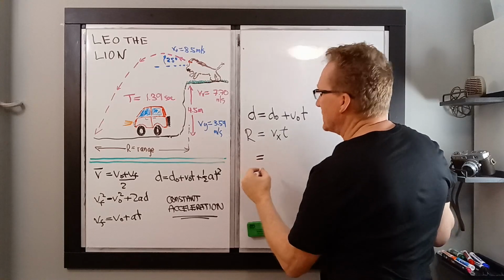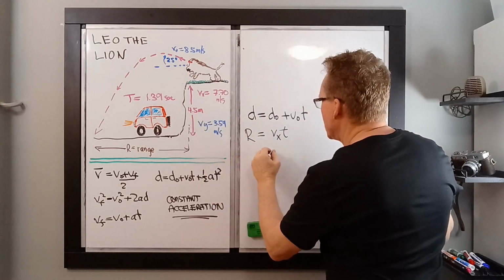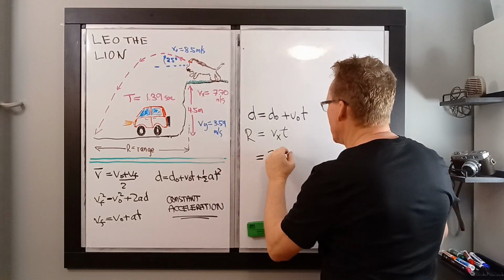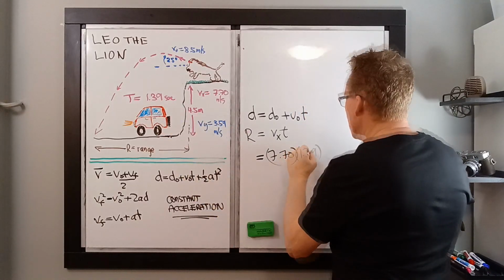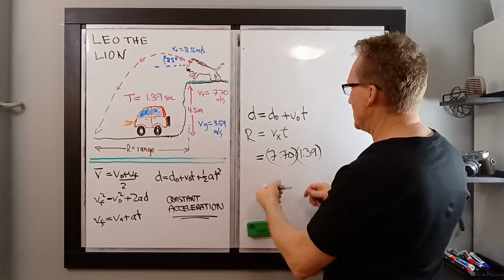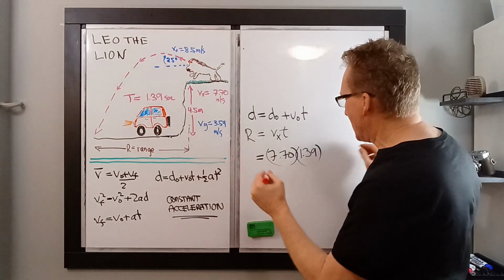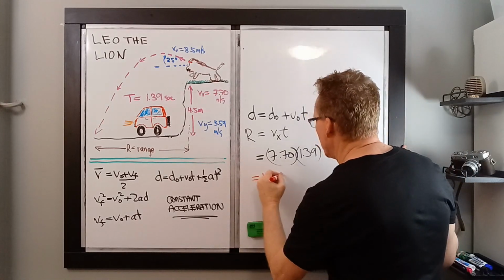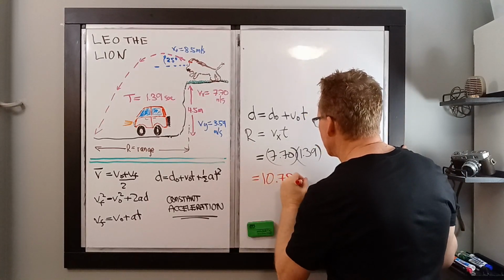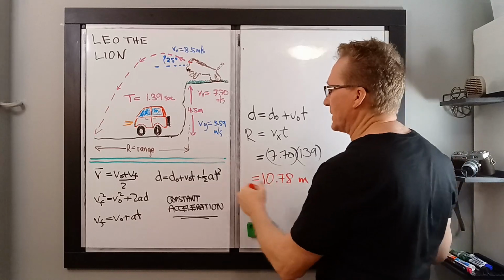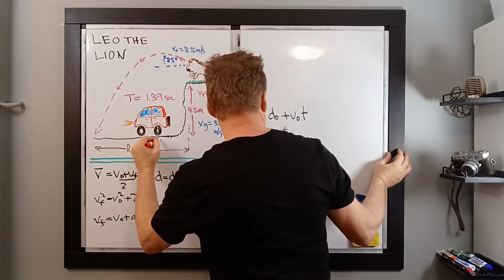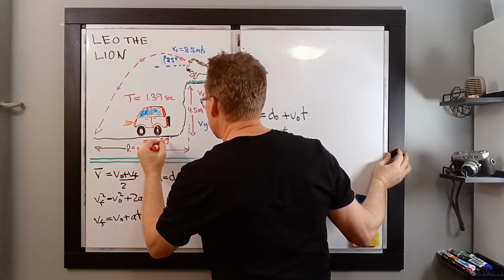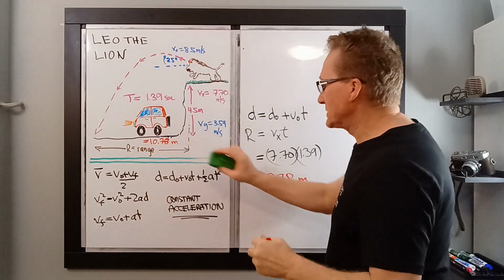So we just write it like this. And what do we have for that? We have the x velocity, 7.70, and we have the time, 1.39. This should be about 10. Let me check my calculator. I'm coming up with 10.78 meters. Let's write that down over here. The range is equal to 10.78 meters. Now that's a great answer.